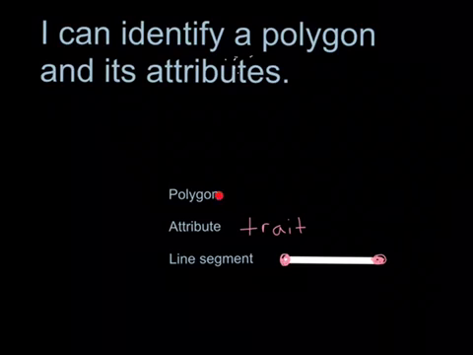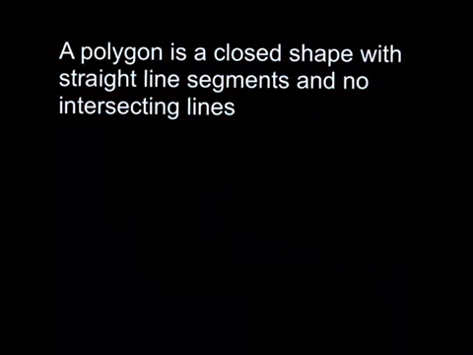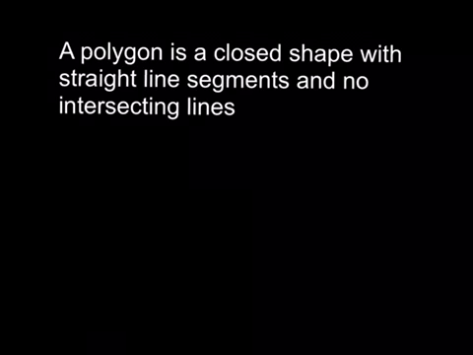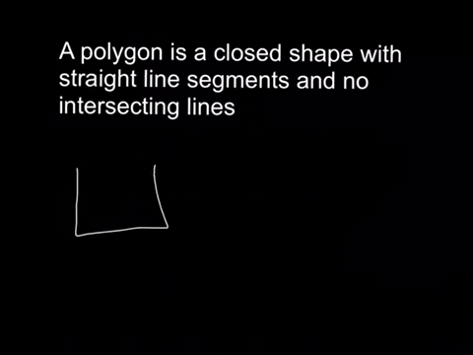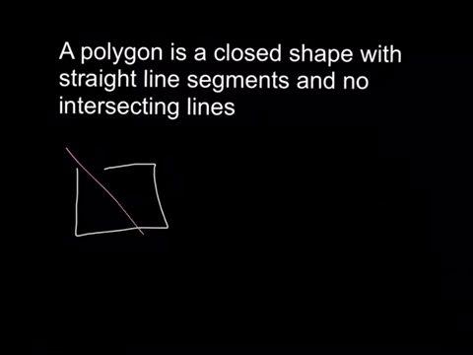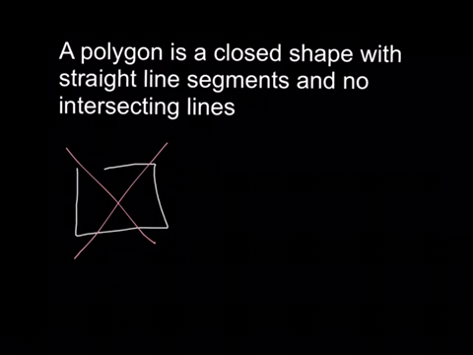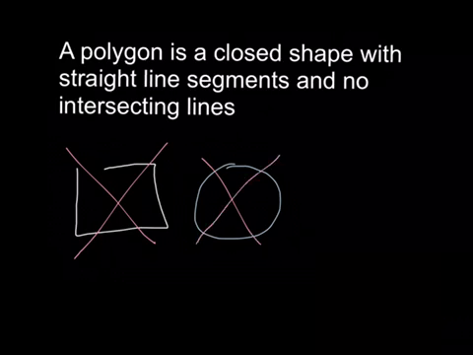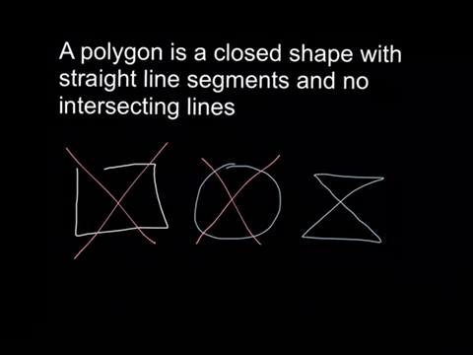And then finally we have our polygon. A polygon is a closed shape with straight line segments and no intersecting lines. So it must be closed, which means it can't be open. So something like this would not be a polygon because it's open. It has to have straight lines. So a circle would not be a polygon because it does not have straight lines. And it has to have no intersecting lines. So the lines cannot cross across each other.